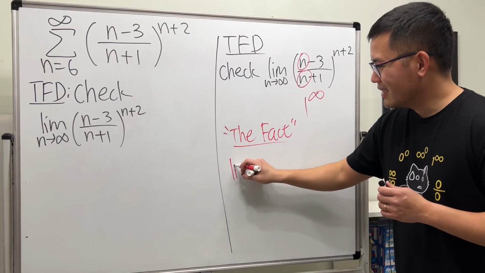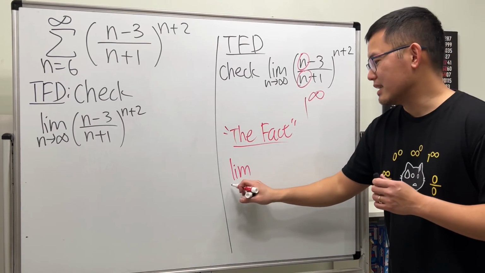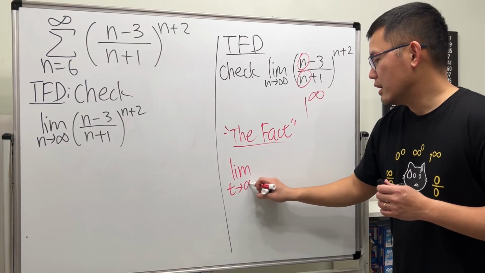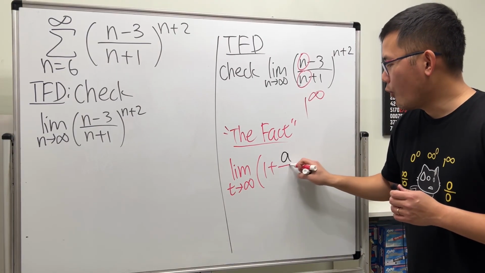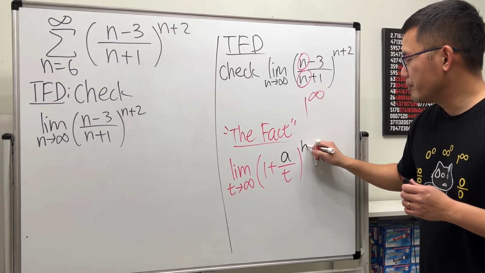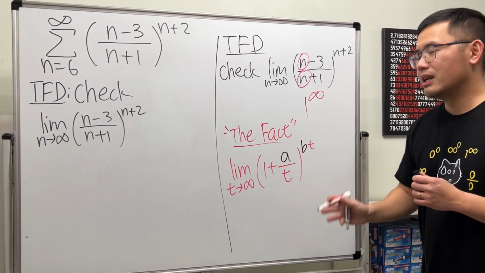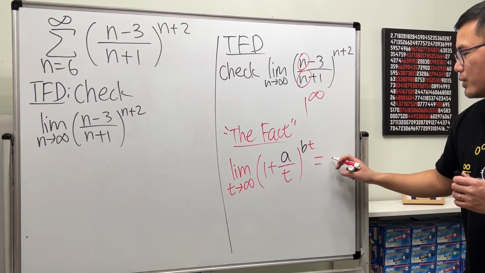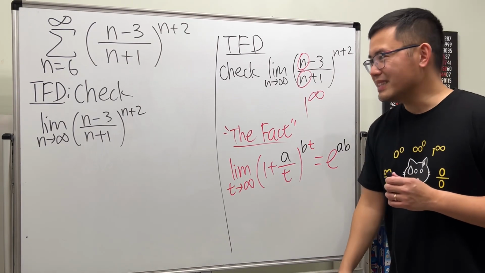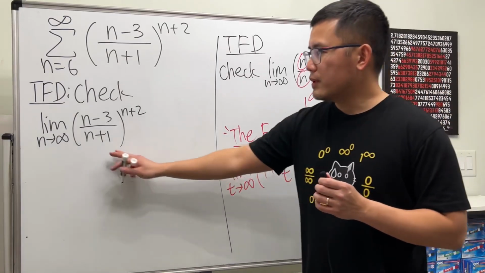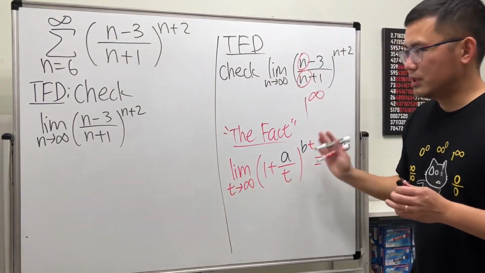So what do I mean? I'm trying to say that the limit as some variable t approaches infinity of 1 plus some number a over t, raised to the bt power, is very nicely equal to e to the ab power. Alright? So let's first somehow put this into this form.